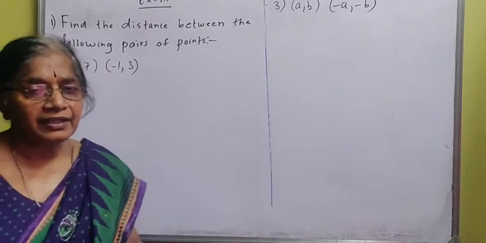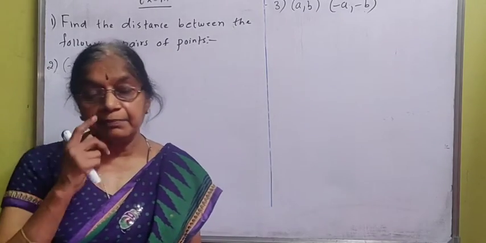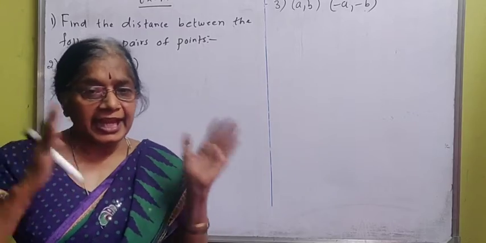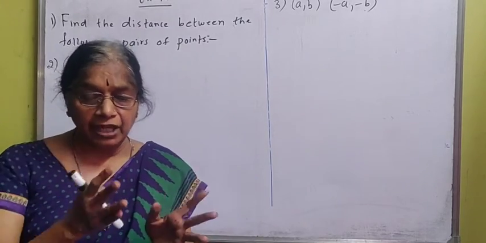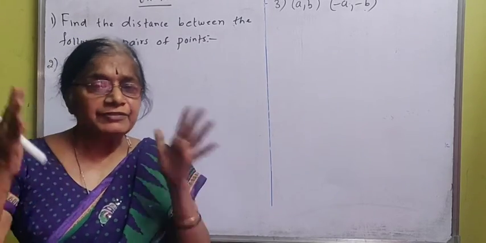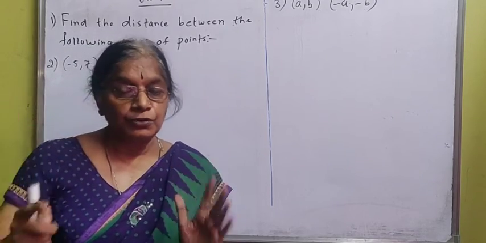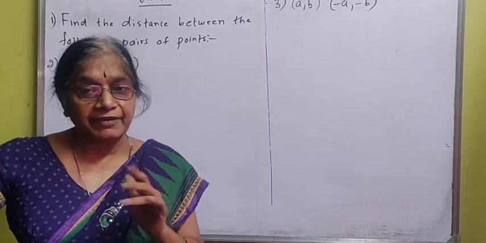Exercise 7.1. Last time I did worked examples based on the distance formula. What is the distance formula? That is, A and B coordinates are given and you have to find the distance using the formula. What is the distance formula? Root of (x2 minus x1) the whole square plus (y2 minus y1) the whole square.